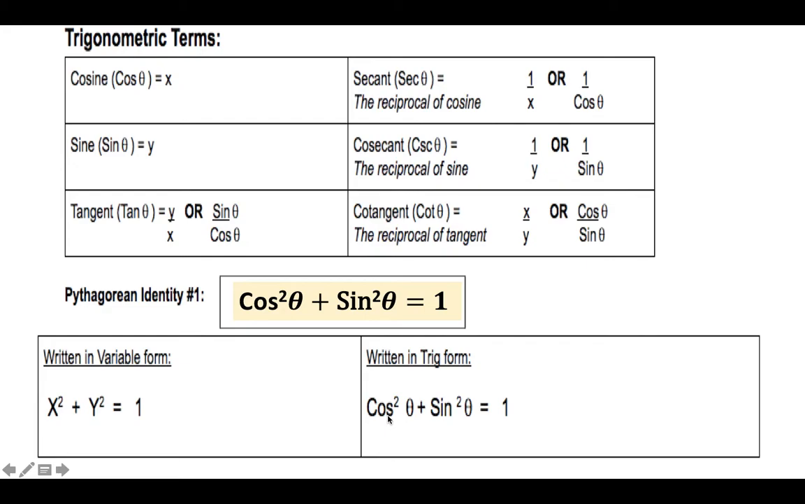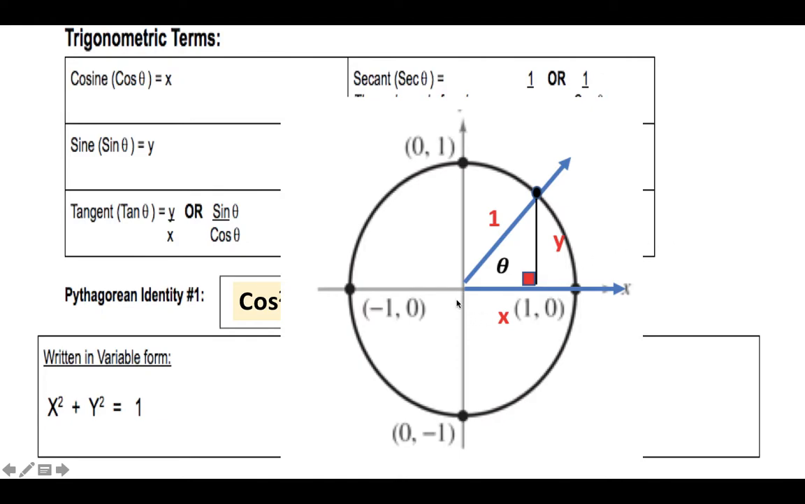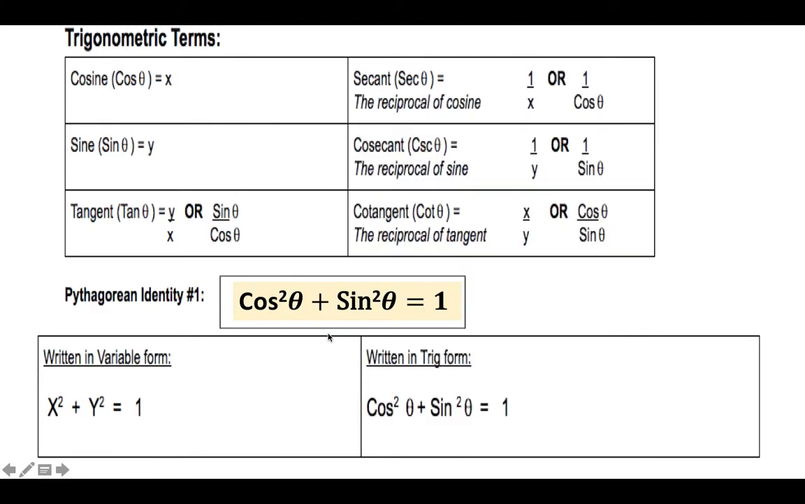So for example, cosine squared plus sine squared equals 1 is the same thing as x squared plus y squared equals 1. So remember where this came from. This came from the unit circle. If I were to draw a right triangle into the unit circle, the length is x, the height is y, and this hypotenuse is 1 because the radius of the unit circle is 1. And thus, if we use the Pythagorean theorem, we have x squared plus y squared equals 1 squared, which is the same thing as x squared plus y squared equals 1. And we talked about how this and this are equivalent.